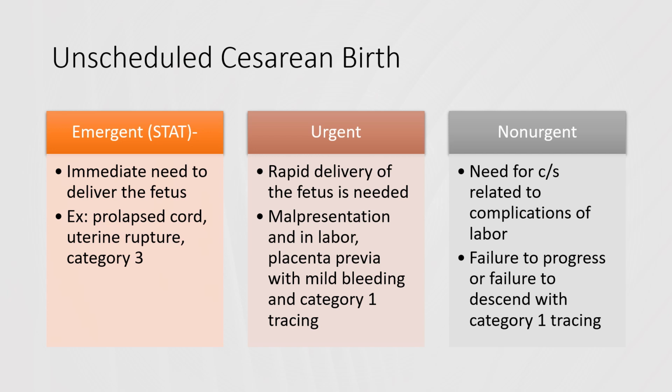Non-urgent is basically when labor is chugging along, but it stalls out. We know we need to deliver via C-section due to something, for example, failure to progress. Okay, so maybe she's been stuck at 6 centimeters for 4 hours, she's ruptured, we have adequate contractions, but she's just not progressing. So we're going to do a C-section. Or failure to descend. So she's pushing, but she just isn't bringing that baby down. Again, our fetal heart tones look fine, category 1 tracings. So we can kind of take our time a little bit with this, but we still need to get it done and deliver via C-section.